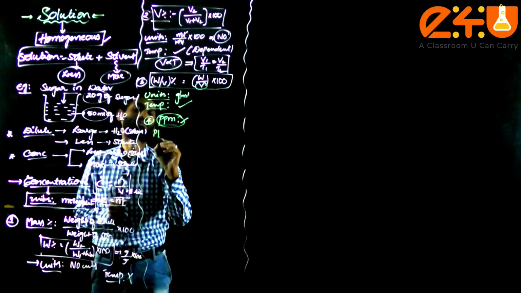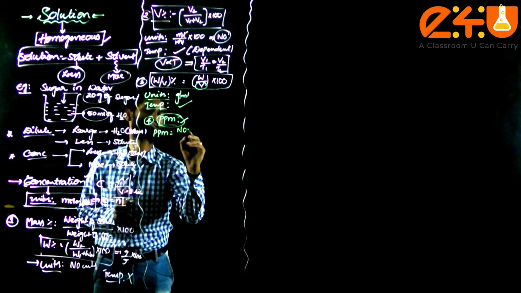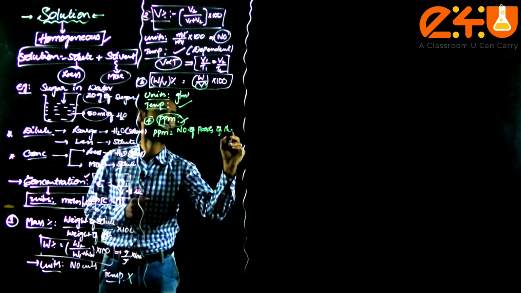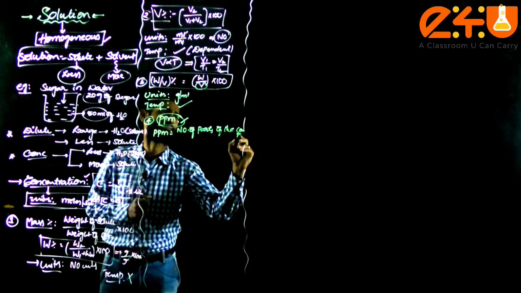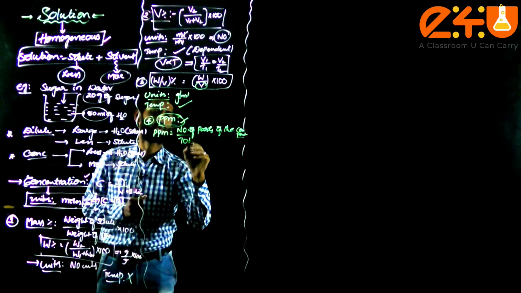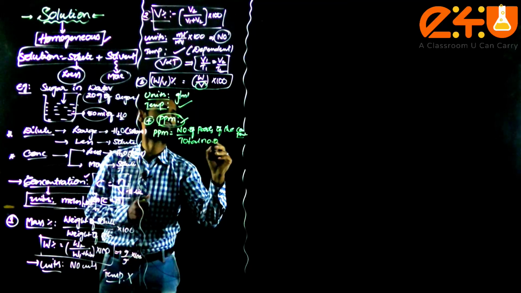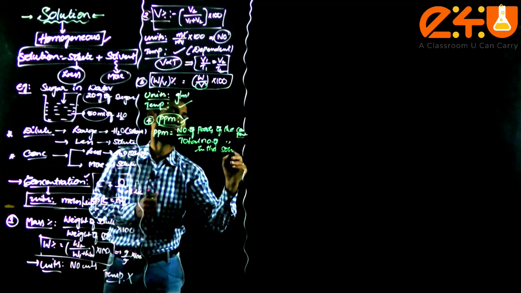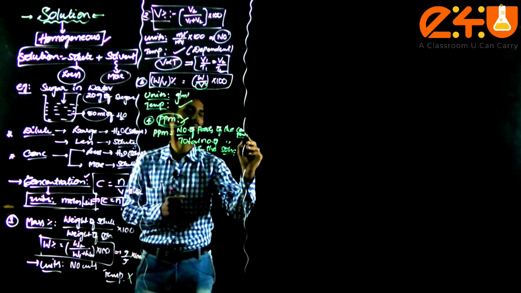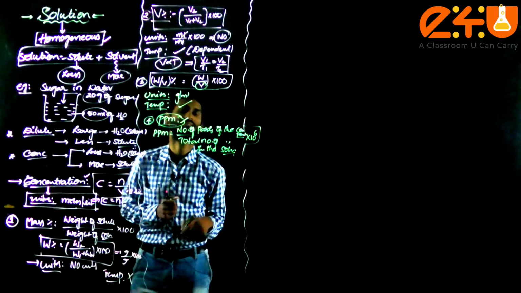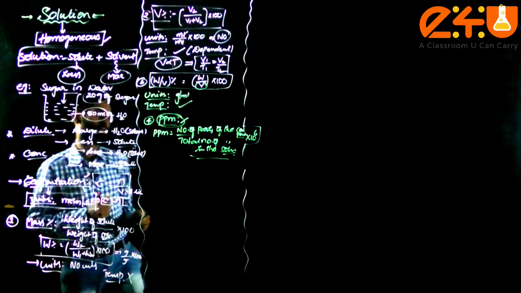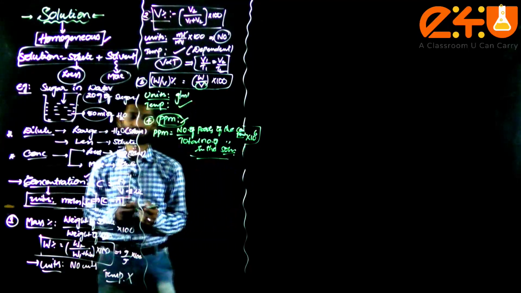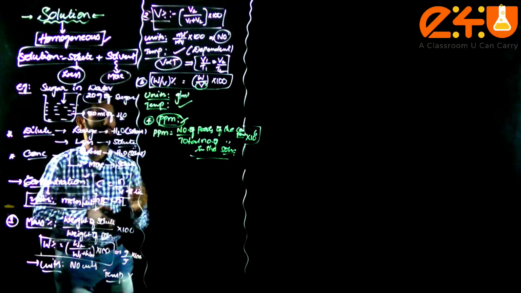Then ppm is equal to, generally how to represent it, the number of parts of the component in the solution divided by the total number of parts of the components in the solution. Here million, that means what, my dear students? Here 10 power 6. This is the formula for ppm: number of parts divided by total number of parts of the solution into 10 power 6. This is called ppm.